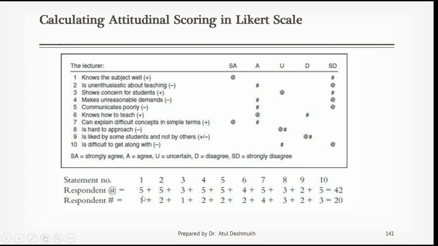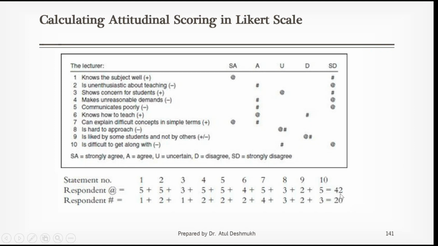And these are the responses. So 5 for 1, 5 for 2, 3 for 3. These are the numerical values for these questions which are given by respondent at and respondent hash. Okay, and we have put this. Now we will submit this. We will submit and we will get the score 42.